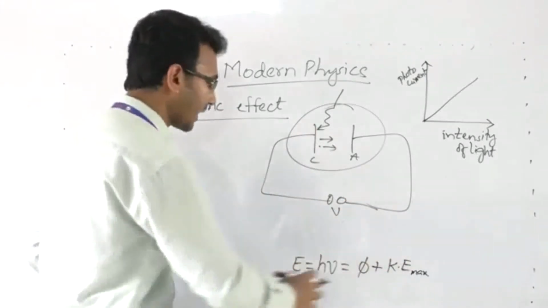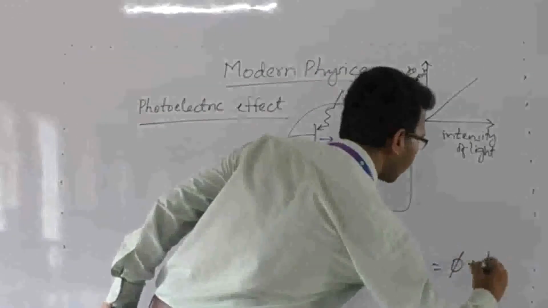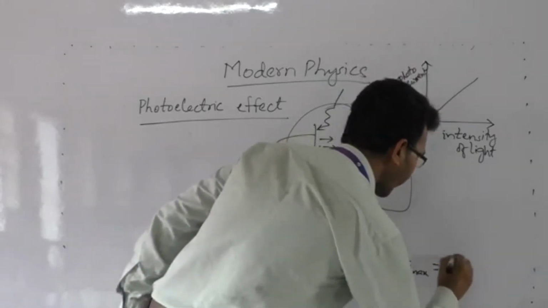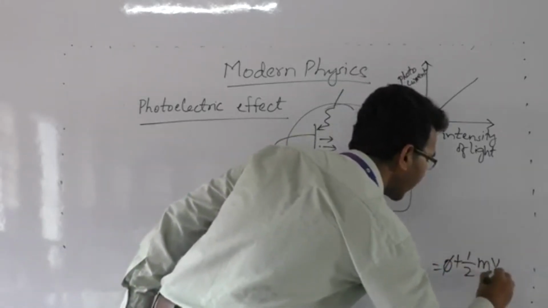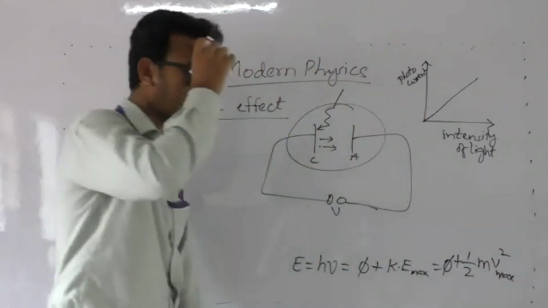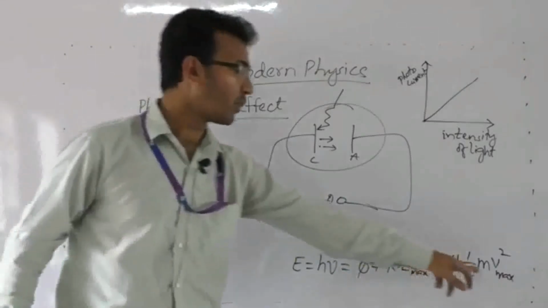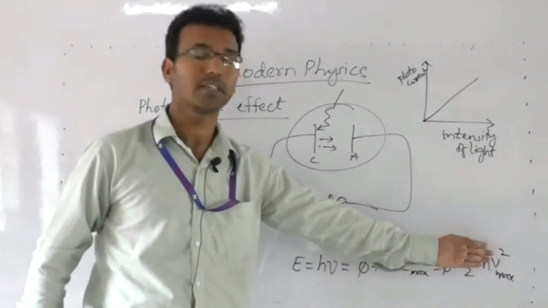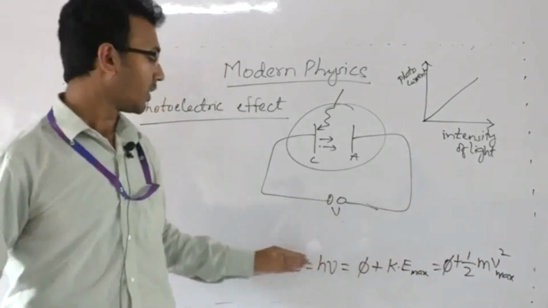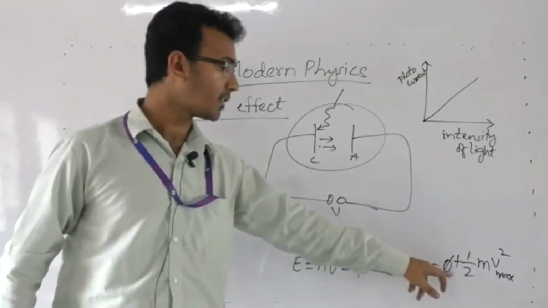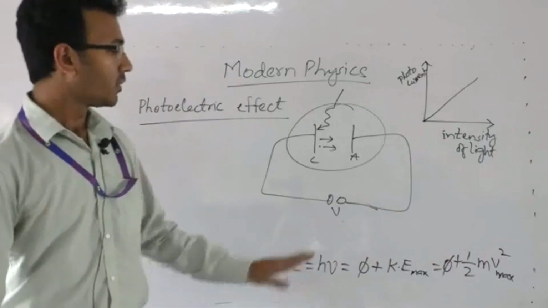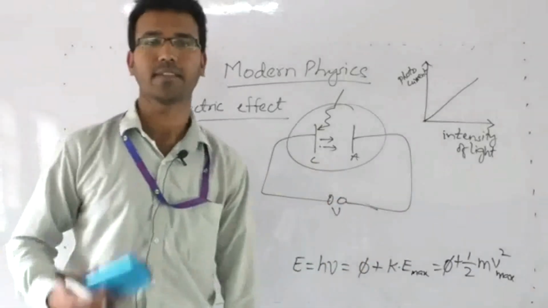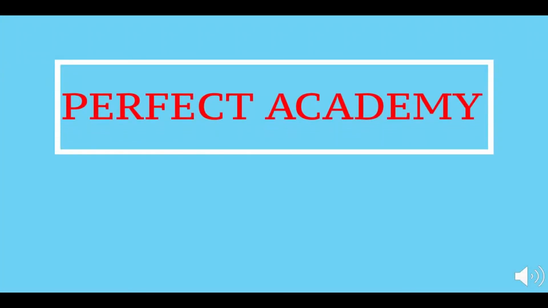So I can write it as phi plus half m v max square, where kinetic energy is given by half m v square and v is the maximum velocity possessed by an electron. Therefore E is h nu, which is phi plus Ke max, that is phi plus half m v max square. So this is the photoelectric equation given by Einstein. We will continue from here in the next lecture.